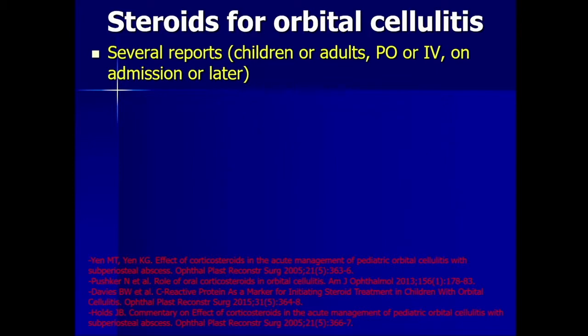Let's look at some past papers. There are several, and they differ whether they're treating children or adults, giving either oral or intravenous antibiotics, and whether those are given on admission or later on after 1 or 2 days of antibiotics first, or if you wait for CRPs to drop down below a certain threshold. What do these papers tell us when looked at as a whole?